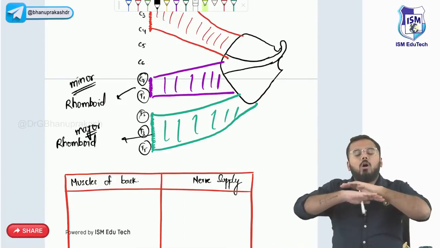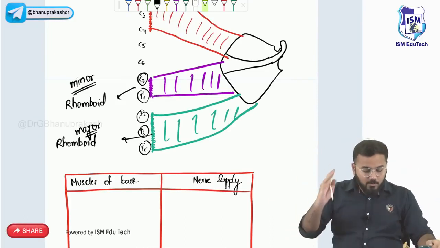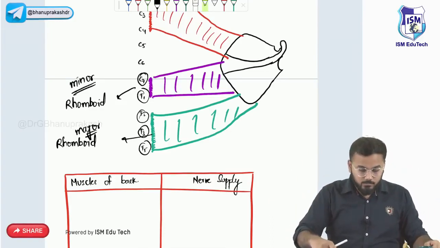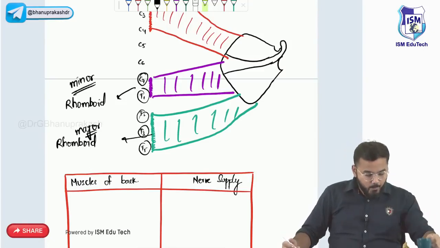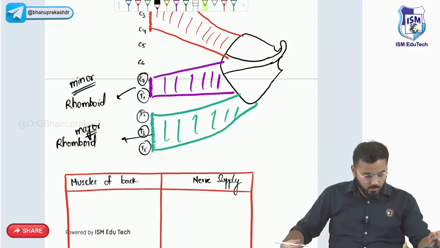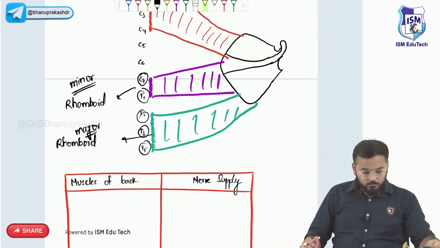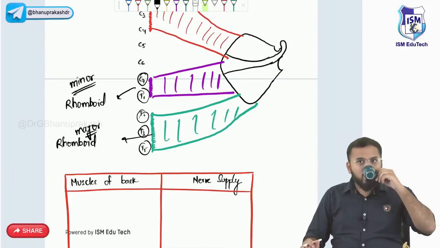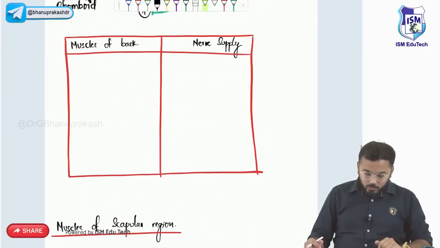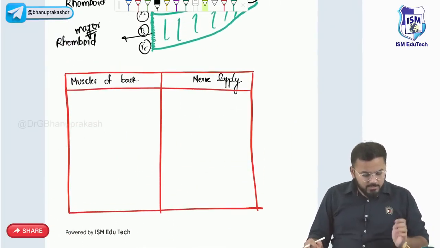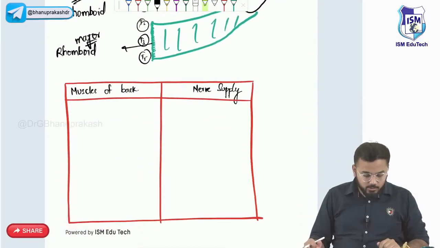We are done with all the muscles of the back. Have you understood? If you have understood, then I'll go for the nerve supply. Very good. So movements, Siddharth, I have already explained the movements. They are all associated with the movements of the scapula.